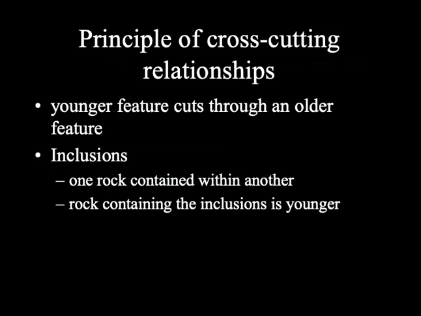Cross-cutting relationships. This one sounds very fancy, but when you see the diagram, it'll be reasonably simple. All this means is that if I have a flat layer of rock and something slices across it, for example, a volcanic vein of rock or a fault, whatever disturbs the original feature must have come second. The feature was there before it got disturbed.